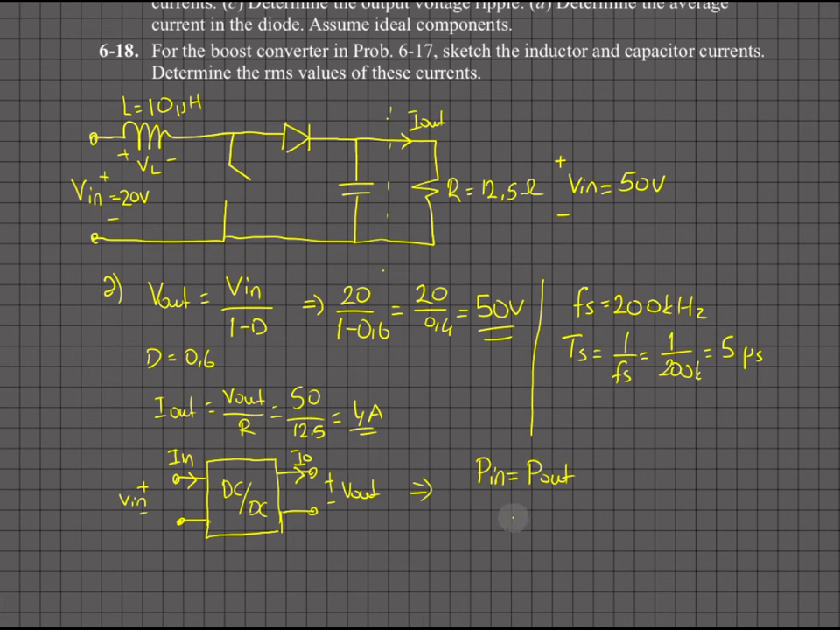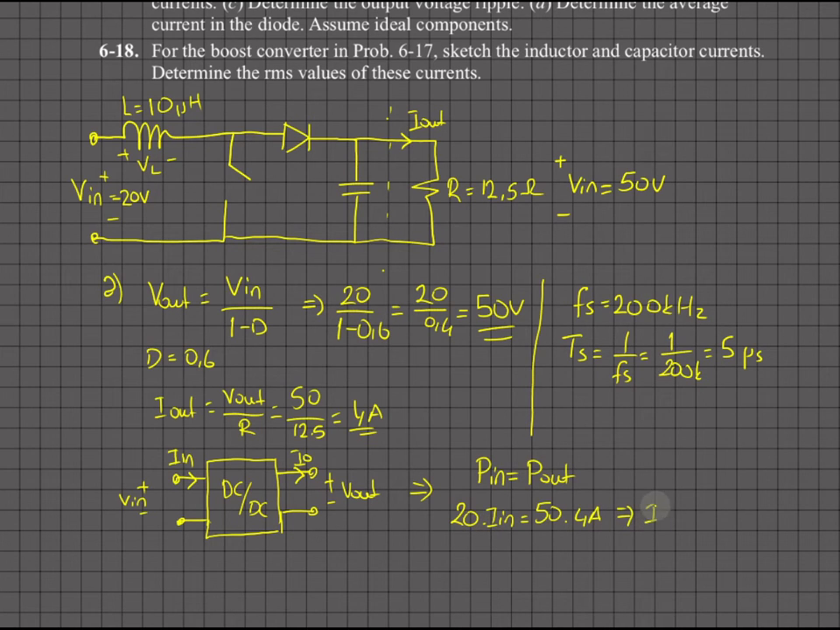So we need to calculate the input current. Actually it's the inverse of the relation of the voltage ratio, as you can guess. But anyway, let's write it. So 20 times input current is equal to, and the output, I know it is 50 volts and the output current is 4 amps, so it is 200 watts.